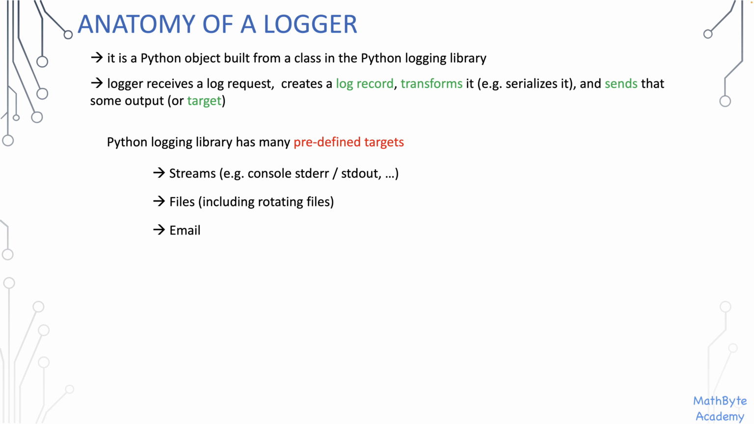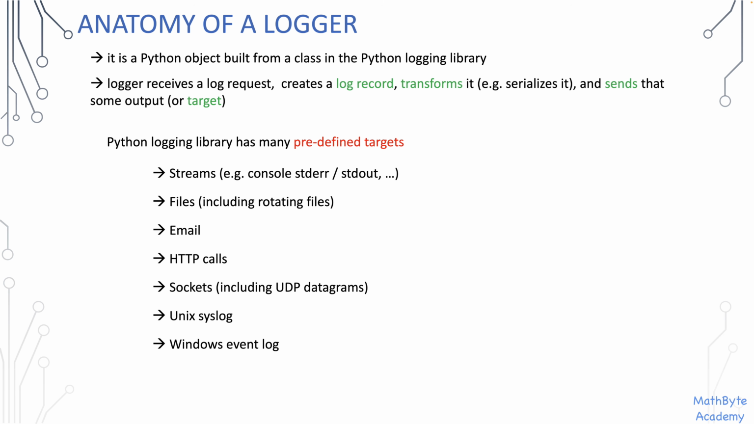There are targets for sending emails. You do this logger.critical, and that's going to go off and send an email to someone. It can make HTTP calls. So maybe your logger, when you emit the log record, is actually going to call an API. It's going to make an HTTP request and send data off to that. Or it could be even sockets, including UDP. You can also send directly to the Unix syslog if you want to. Or you can send it to the Windows event log if you're running on Windows.